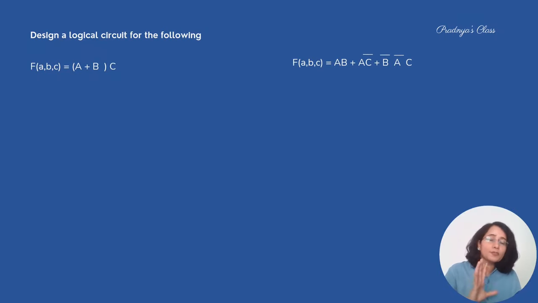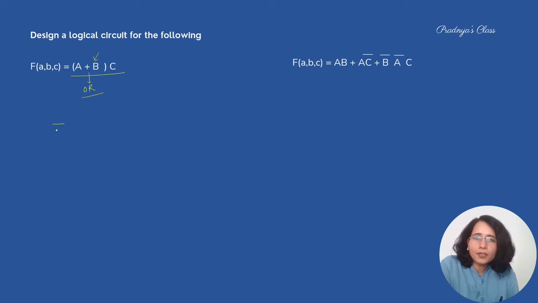Okay, this is also one more interesting topic where we have to draw the logical circuits for a Boolean expression. So let's try to understand how to do it. Here we have one Boolean expression. First look at the expression inside the bracket. We have an OR operation between variables A and B. So which logic gate are we going to use first? OR. There are two inputs here, A and B, and we have to draw the OR logic gate.